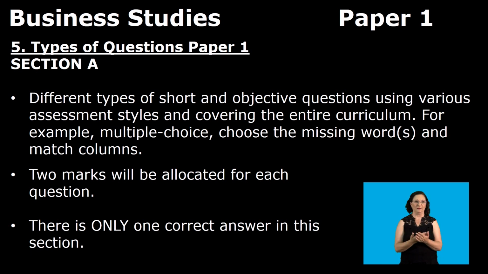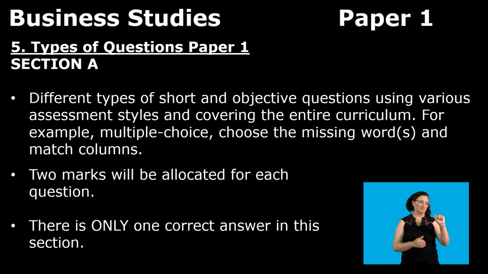For section A, remember section A we said it's compulsory. Therefore, this means everyone is expected to answer section A. So in your section A, you'll have different type of short and objective questions using various assessment styles and covering the entire curriculum. Remember, this is your November exam, so it covers everything that you've done throughout the year. For example, you'll be having your multiple choice questions, choosing the missing words and matching the columns.